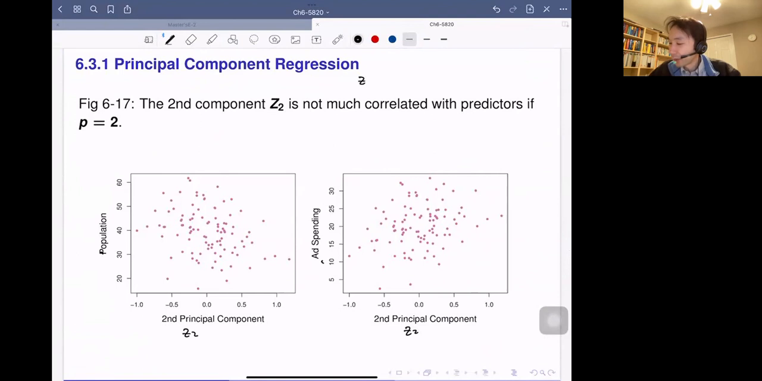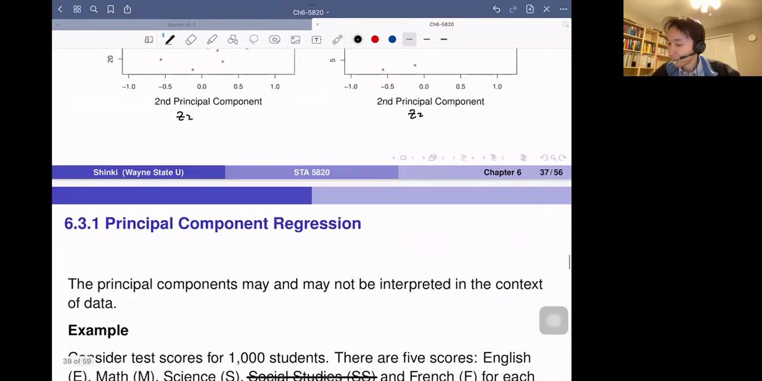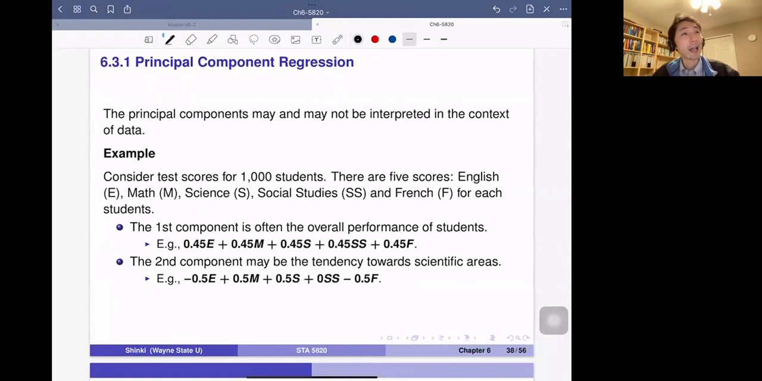In general, if we have p variables, p is large, and Z1, Z2, Z3, up to maybe Zm, the first several ones have high correlation with several variables. Suppose p is equal to 100. Usually Z1 has high correlation with all 100 variables, I mean, in absolute value. Z2 also has high correlation with the majority of variables, but the combination of the coefficients is slightly different. Maybe the next one summarizes other ideas.